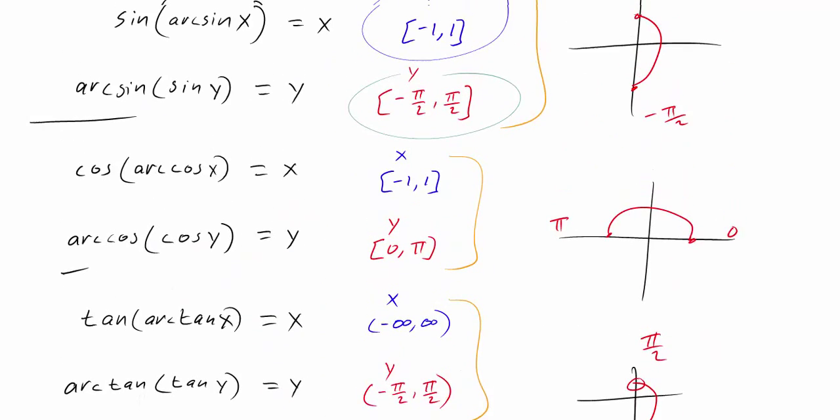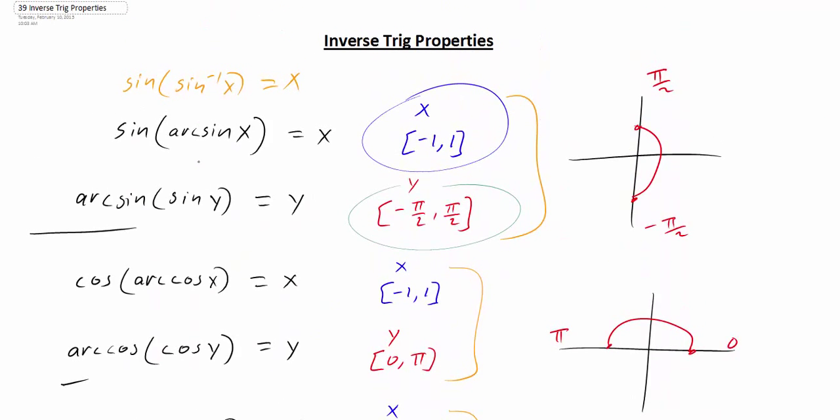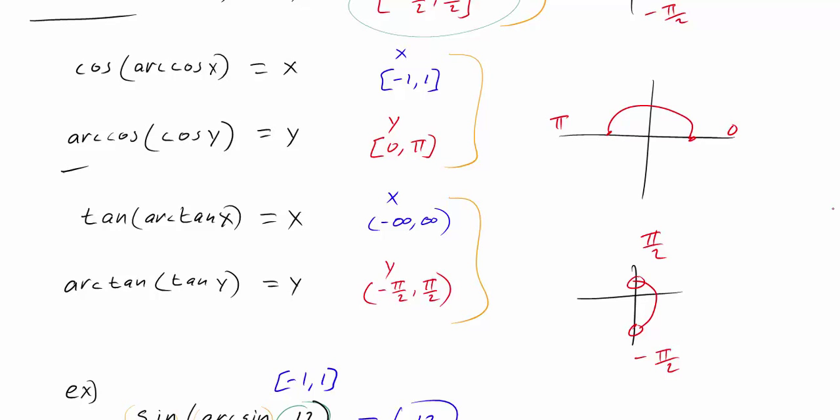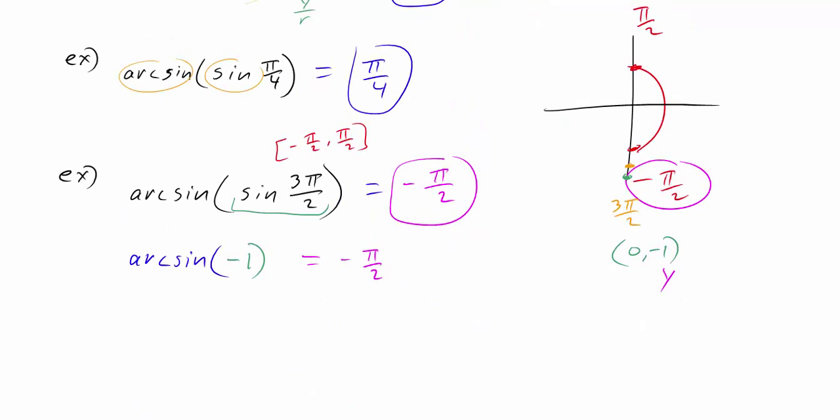Okay, and that's going to be the case for all of these. I'm kind of focusing right now on the sine function, but you would have similar properties if you were looking at the cosine and arc cosine from 0 to pi, and then the tangent and arc tangent, if you have all real numbers for the x, or for the y, negative pi over 2 to positive pi over 2.